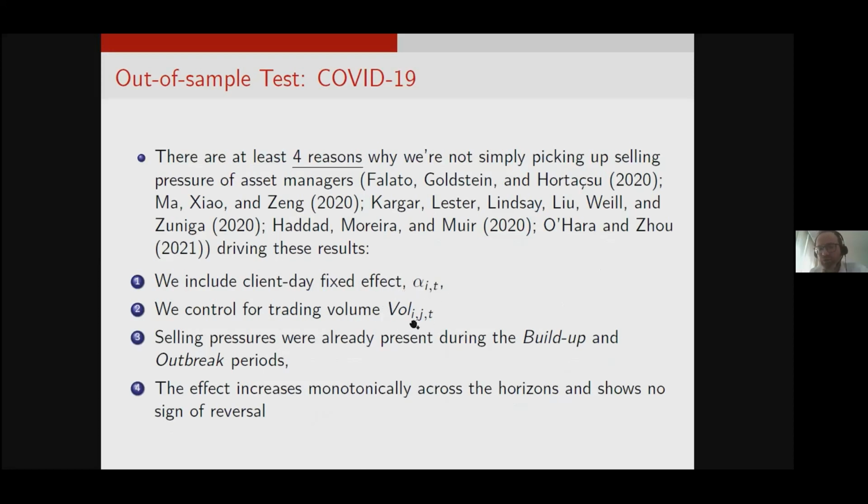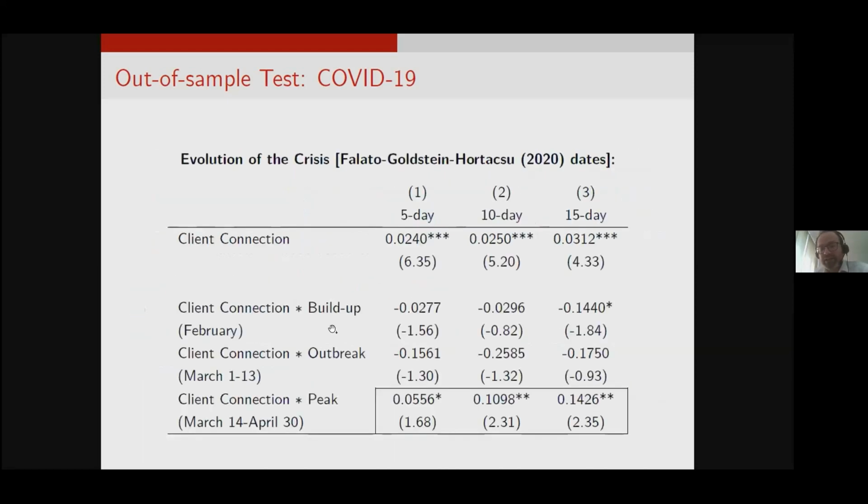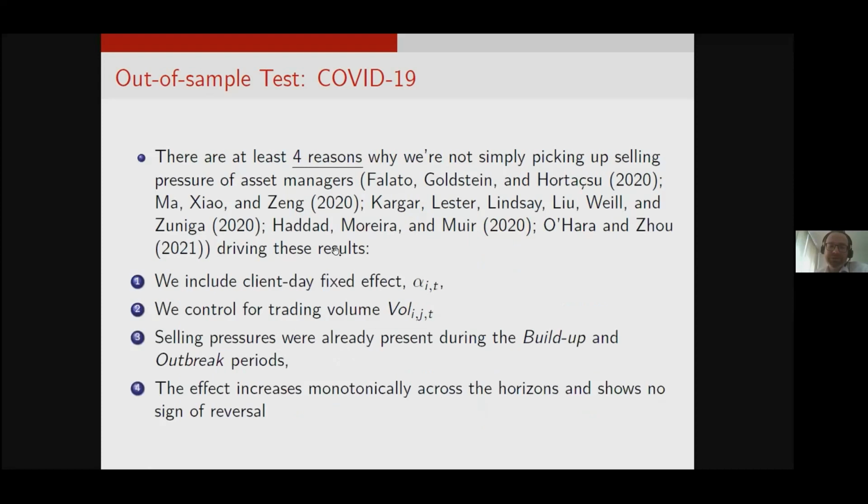We control for a bond-specific volume as well. So selling pressure, the linear effect of volume is already picked up. But also interestingly, the selling pressure started already in February and March, where we do not see any differential connection effect with performance. And most importantly, we argue that this connection effect is about information because the effect increases monotonically across horizons.